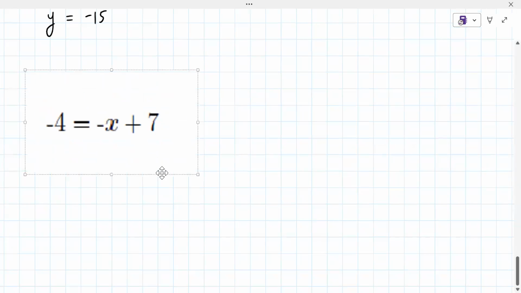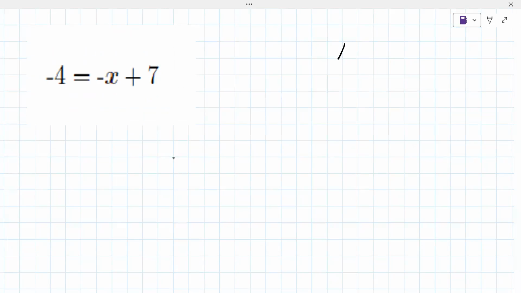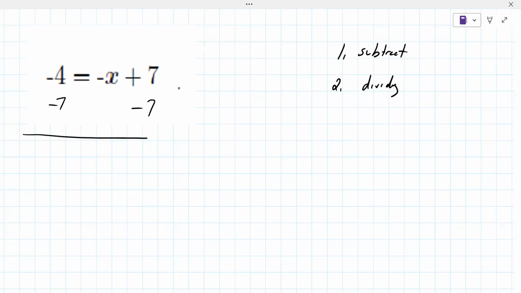All right, so here's a new problem for us to look at. We're still solving this by first subtracting and then dividing. Okay. Look at the side with the variable. What number are you going to subtract? We're going to subtract 7 on both sides of the equation.